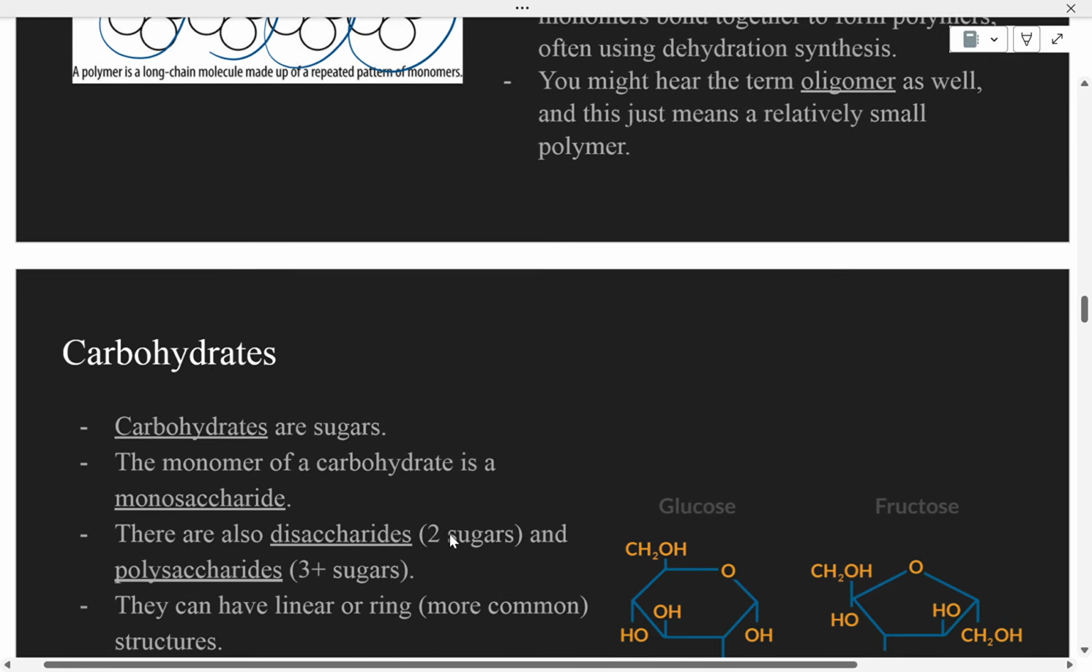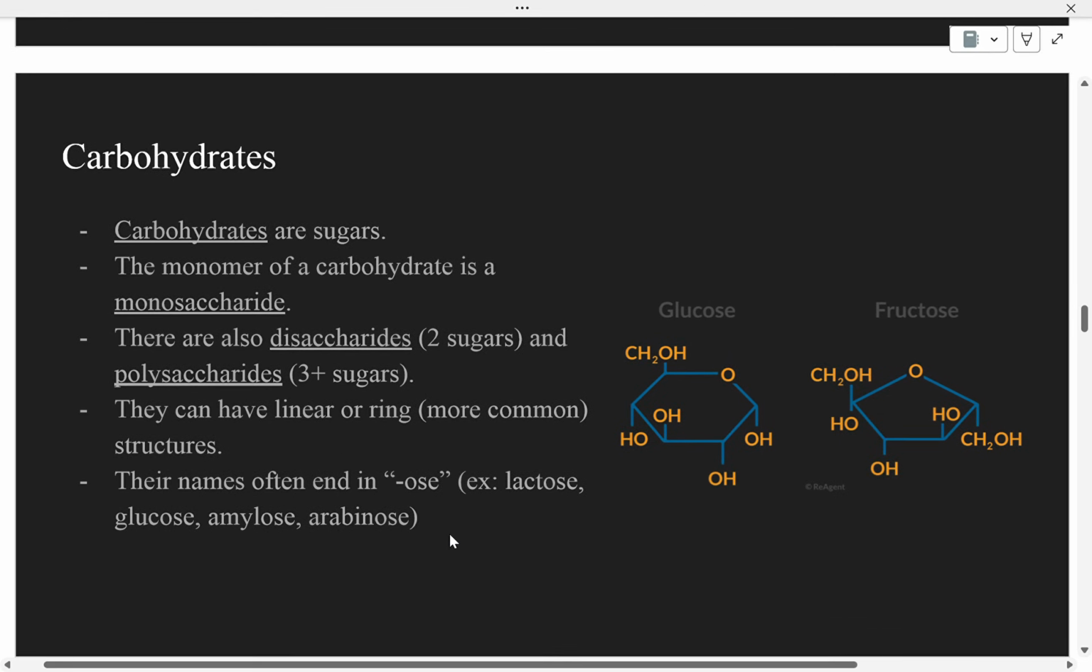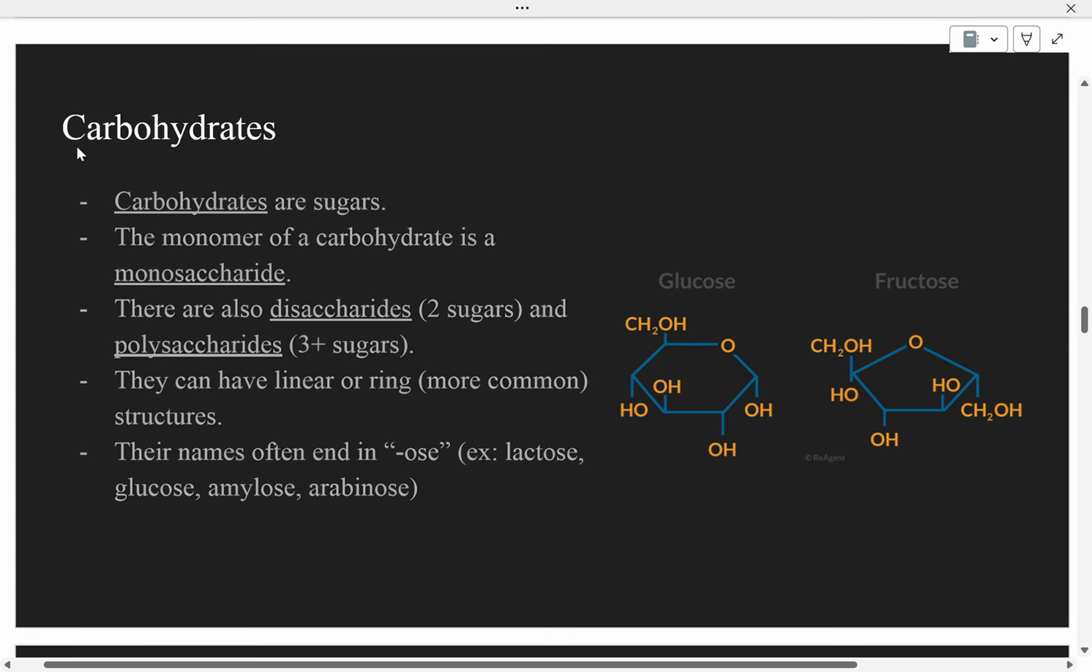Okay, so let's go on to our first macromolecule in our body. Macromolecule just means a relatively big molecule that has some kind of important function in the body. So the first type, we'll talk about carbohydrates. So carbohydrates, you can literally just think of these as the sugars, just sugars.